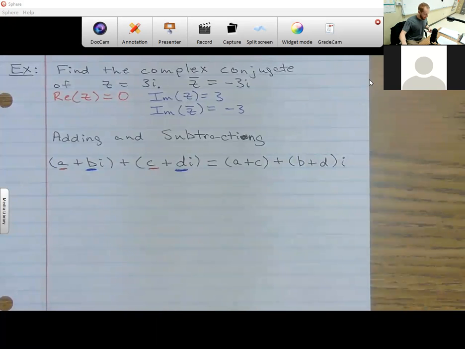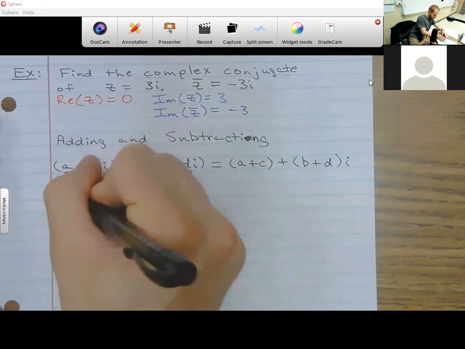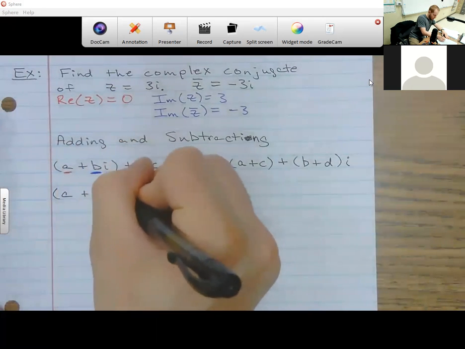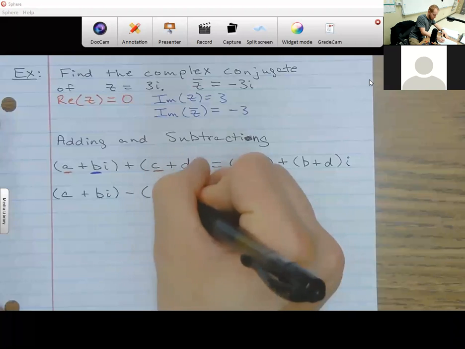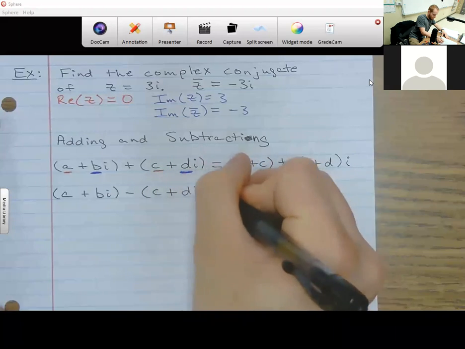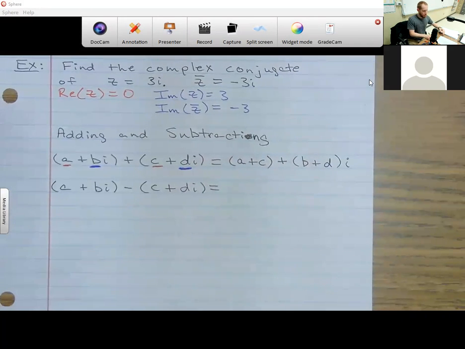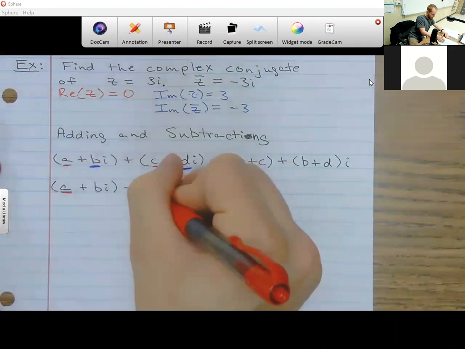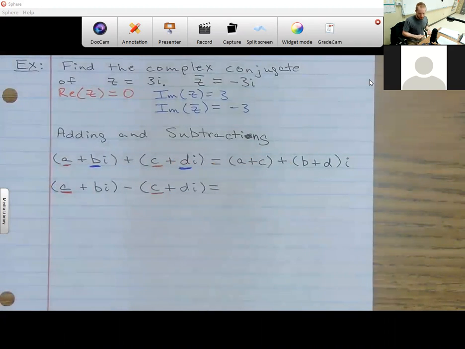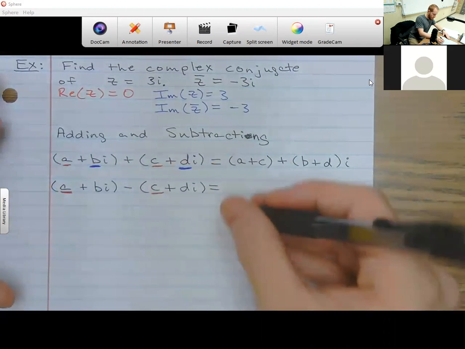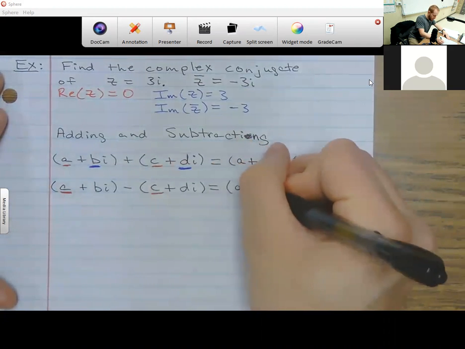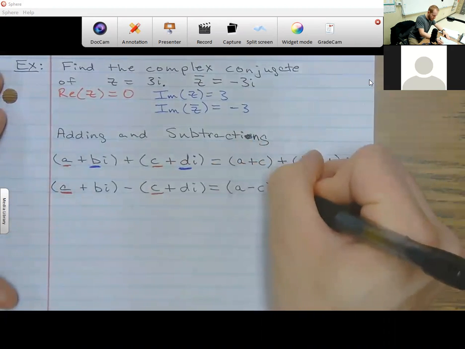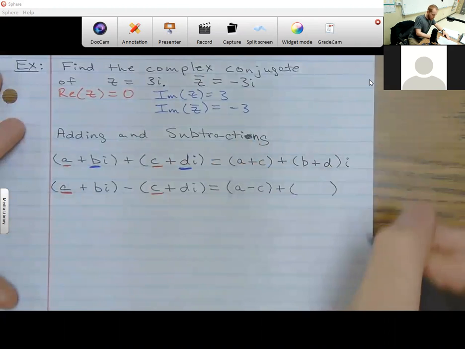Let's try subtracting now. So let's say I have a plus bi, but I'm subtracting c plus di. What are the differences that would occur? So the only difference is we're subtracting. So instead of doing a plus c, we're going to have a minus c. We take the real parts, we put them together, right? So a minus c.